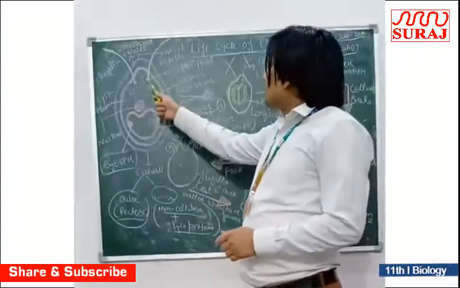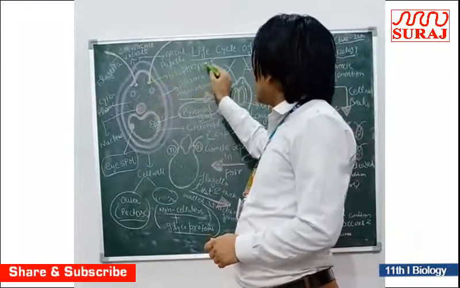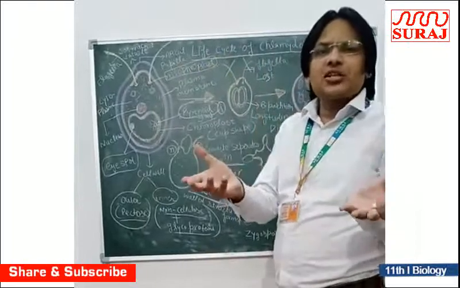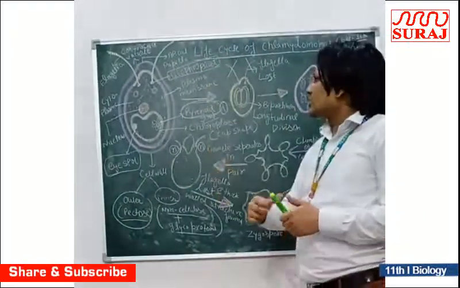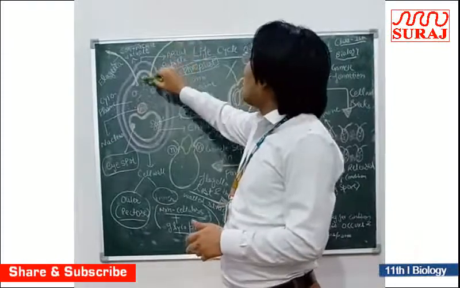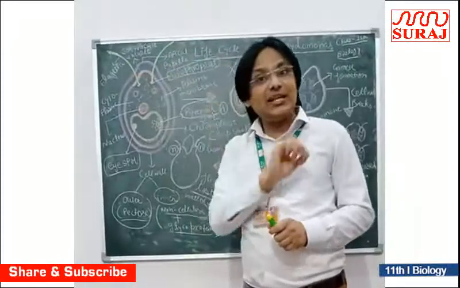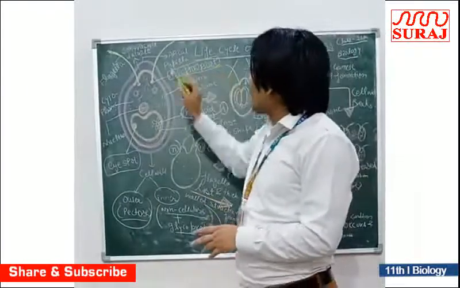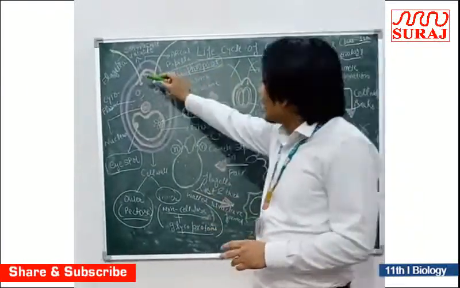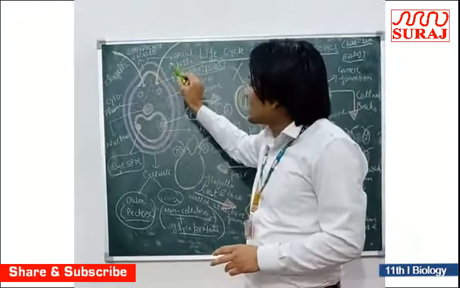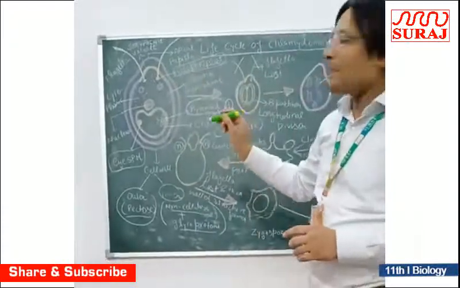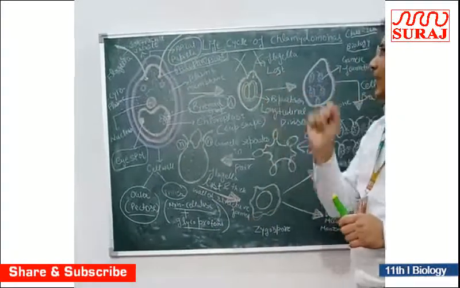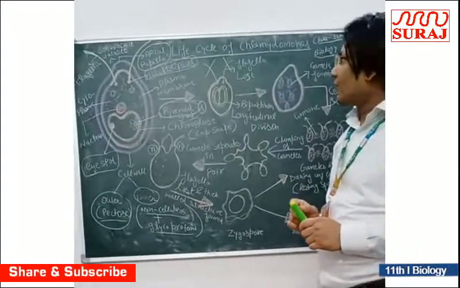This structure is known as the blepharoplast, a basal body type structure through which the flagella arise. So it is biflagellated in nature, with two long flagella arising from the blepharoplast. This cap-like structure is known as the apical papilla, the protective cap present in the structure of Chlamydomonas.